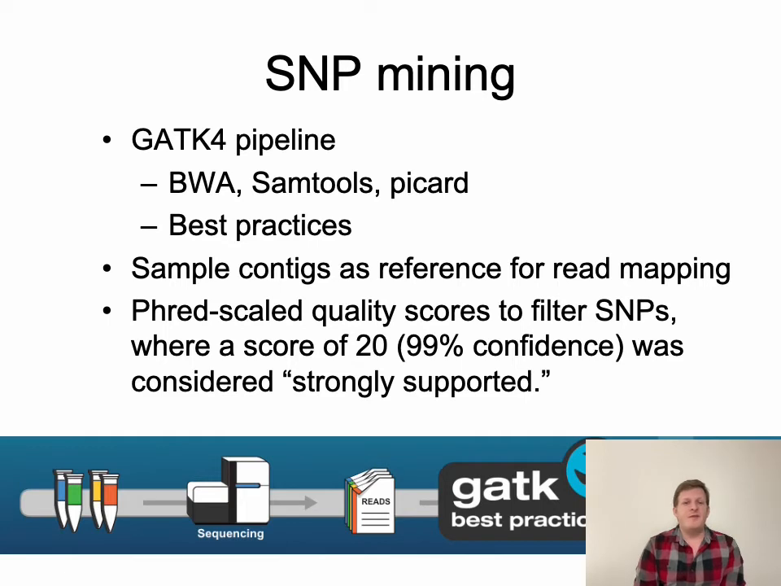And to mine for the SNPs, the pipeline forks off at the clean read stage, where the cleaned reads are mapped to the assembled sample contigs using BWA. These mappings are further processed using SAMtools, Picard, and GATK4 following the best practices pipeline. The sample contigs are used as the reference for the mapping, and each contig has its variants identified and filtered using Phred-scaled quality scores, where a score of 20 was considered strongly supported.